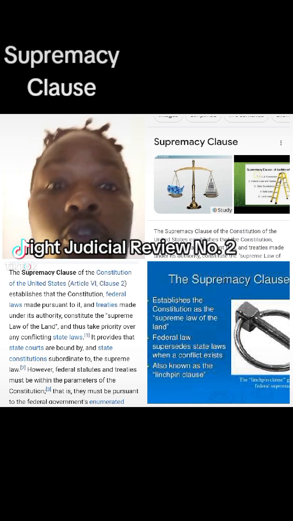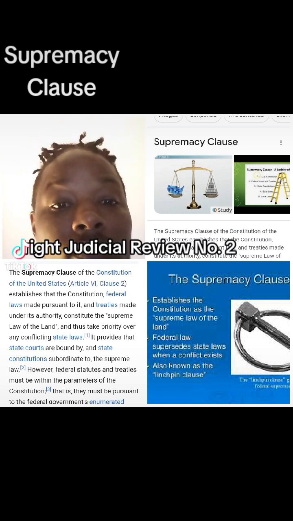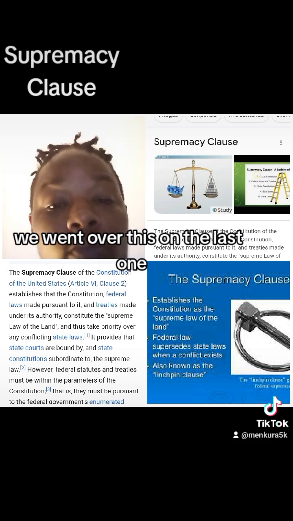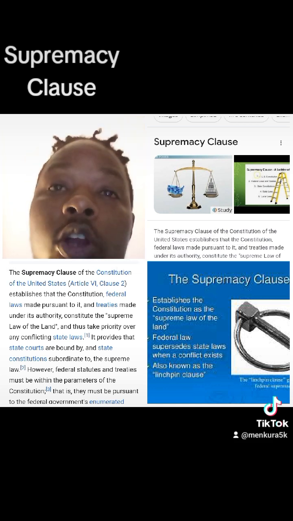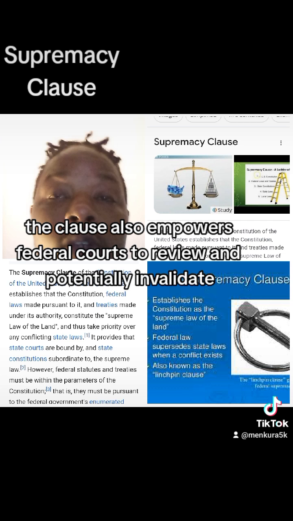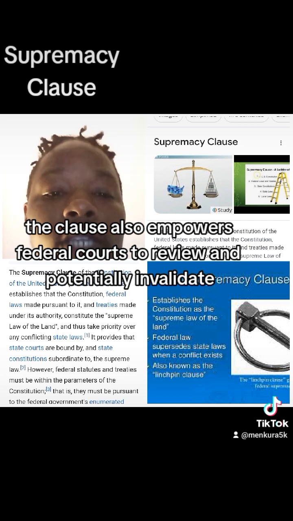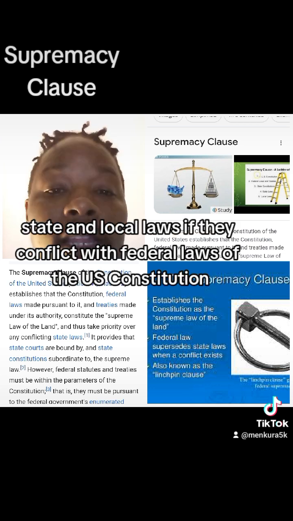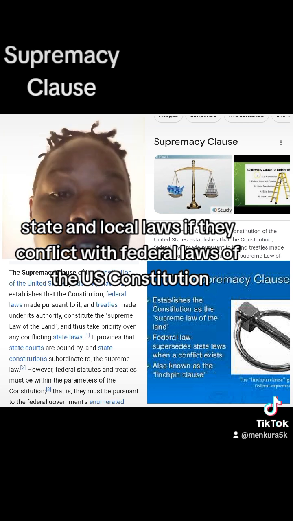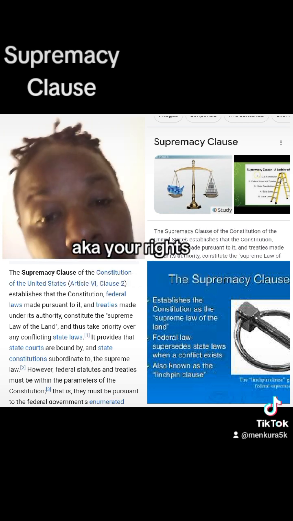Right? Judicial review. Number 2. We went over this on the last one, judicial review. The clause also empowers federal courts to review and potentially invalidate state and local laws if they conflict with federal laws or the U.S. Constitution, aka your rights.